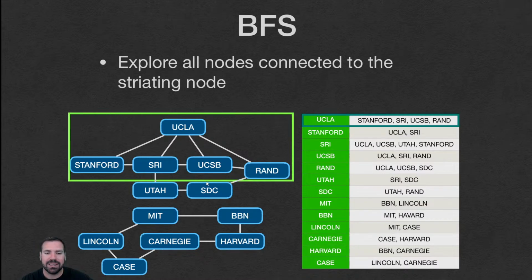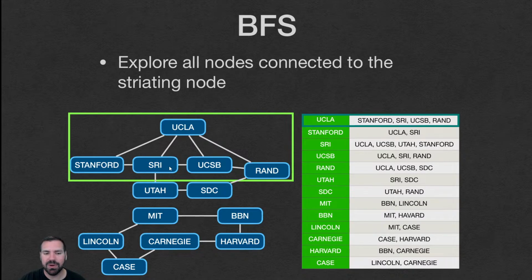And I'm going to explore all of those nodes. So this green box is my explored box. I've explored all these nodes. And then I'm going to explore the neighboring nodes of all the nodes that have been explored, which is the new nodes that have just been explored. So I'm going to go to my adjacency list, Stanford, UCLA, and SRI.